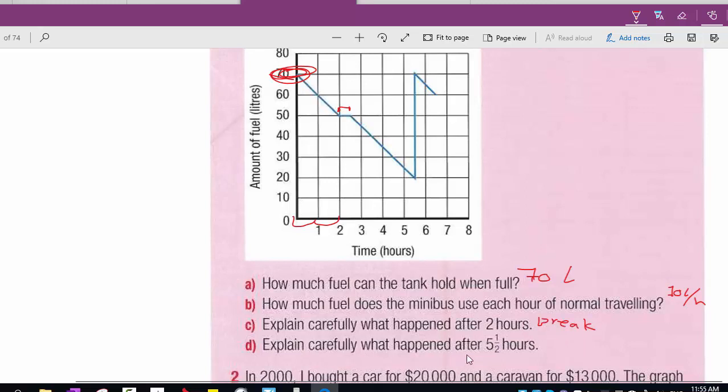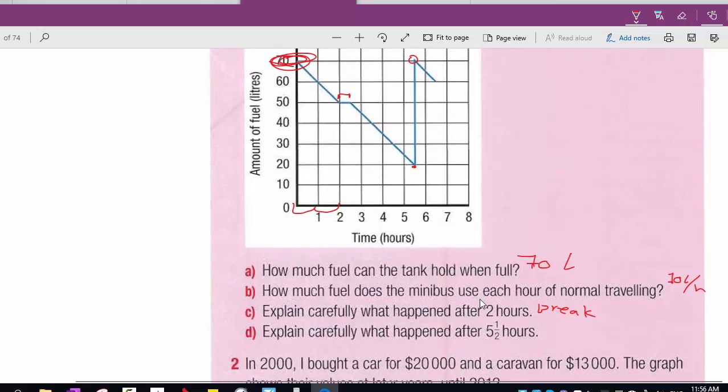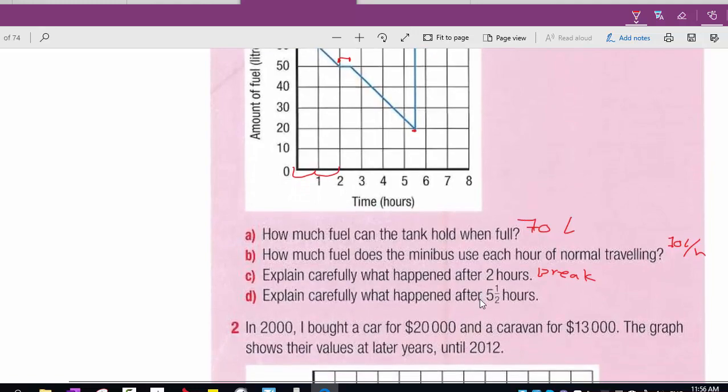Explain carefully what happens after 5 hours and a half. After 5 hours and a half, rapidly the amount of fuel goes back up to 70. It means they refilled the tank. They refilled the tank and they continued.